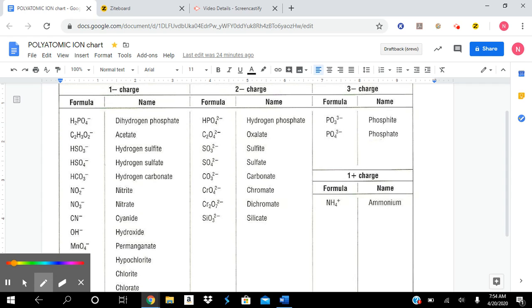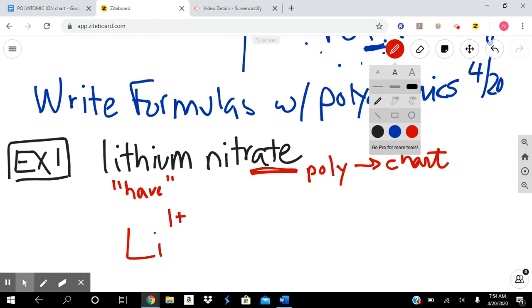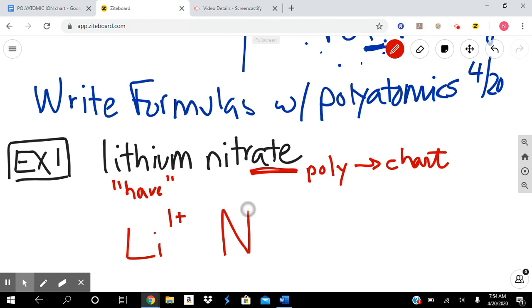All right, nitrate is a -1 charge, and it's right here. So I'm going to copy this whole thing down. I'm not going to change anything about it on my chart. All right, so I'm going to copy that over to my problem. All right, and nitrate is NO3. So that whole thing, think of it not as a separate 1 nitrogen with 3 oxygens. This whole thing is nitrate, and this whole thing has a charge of -1.